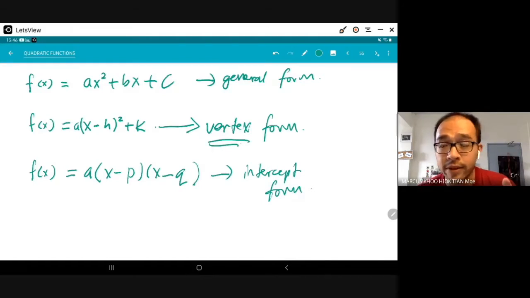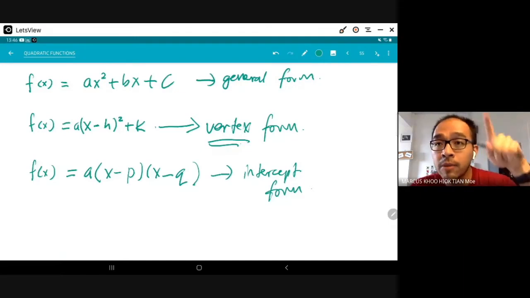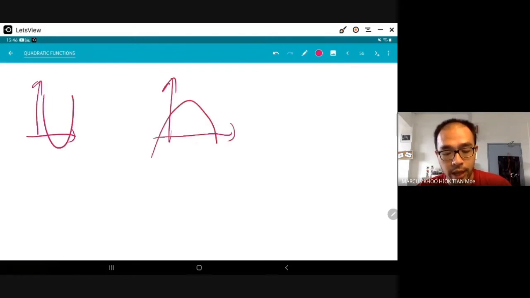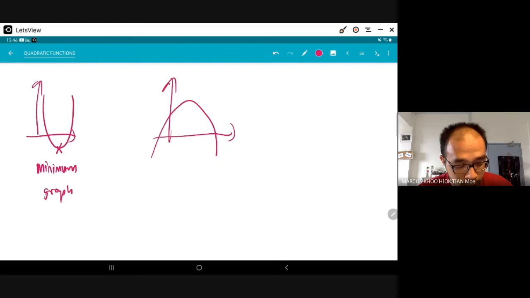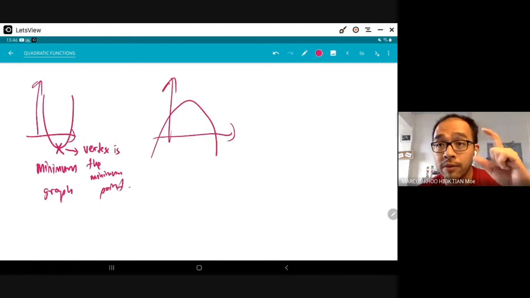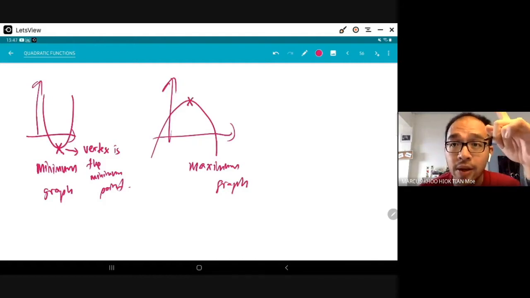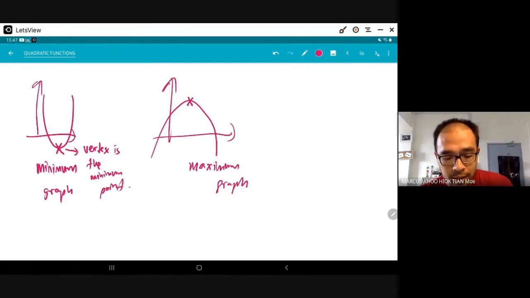Okay, kenapa vertex? Vertex means the minimum or the maximum point. Okay, because we know that there are two types of quadratic function graphs. The first type is kalau dia adalah bentuk U macam ni. And then the second type is kalau dia adalah bentuk N macam ni. So this is called a minimum graph. Okay, because this minimum point, okay, the vertex, is the minimum point. Itu namanya vertex lah, paling atas atau paling bawah. Okay, manakala in a maximum graph, dia punya vertex berada di atas sini, titik yang paling atas. Okay, dia hanya satu saja. Okay, dan the vertex is known as the maximum point, titik maksima.